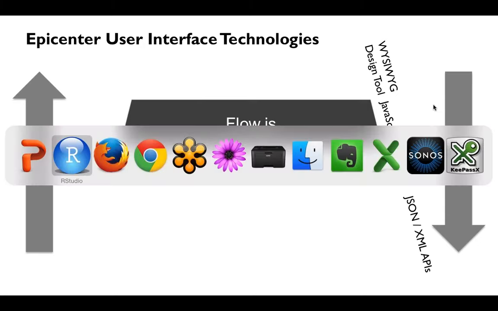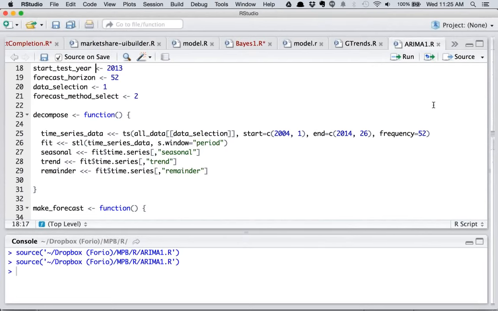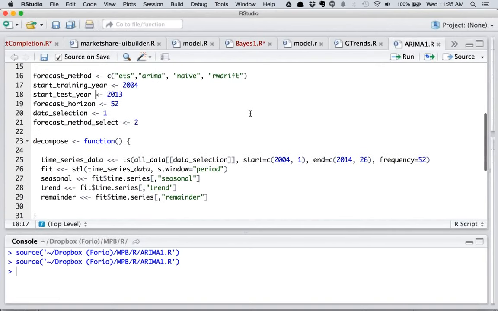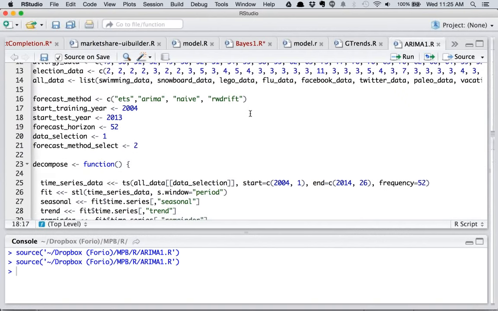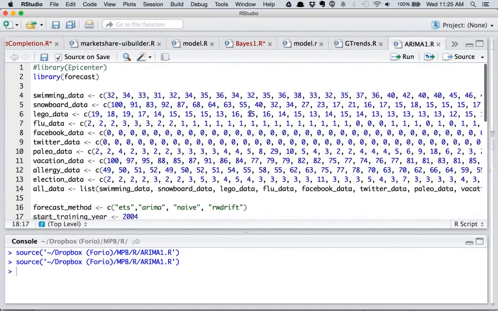So let's start by taking a look at our model, just so we get a sense of what's going on. Here's our model, and like I said, one of the nice things about R is the package system. Here we're using 2 packages: the forecast library, and the Epicenter package. I'm not using Epicenter right now in our studio because I don't need it to run locally, but I do need it to run within Epicenter directly.